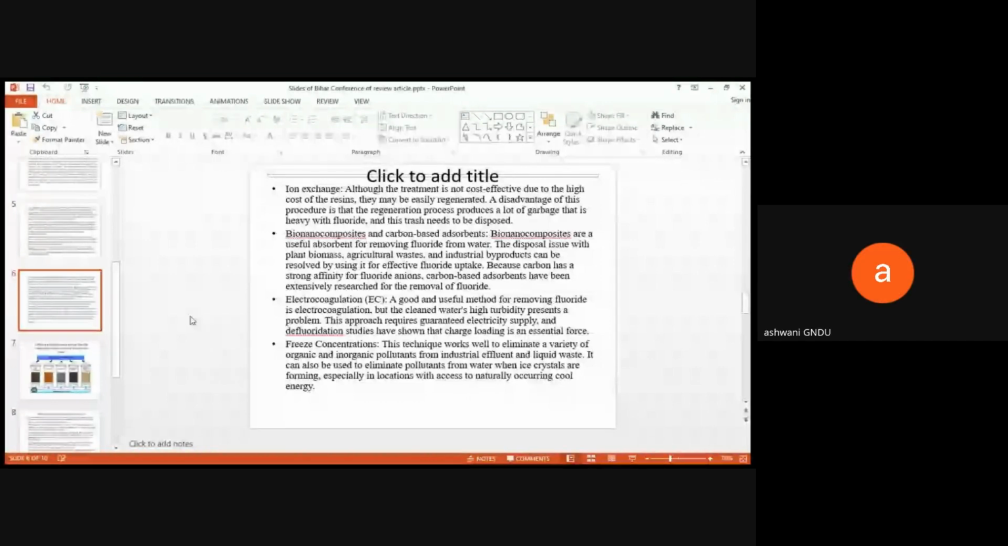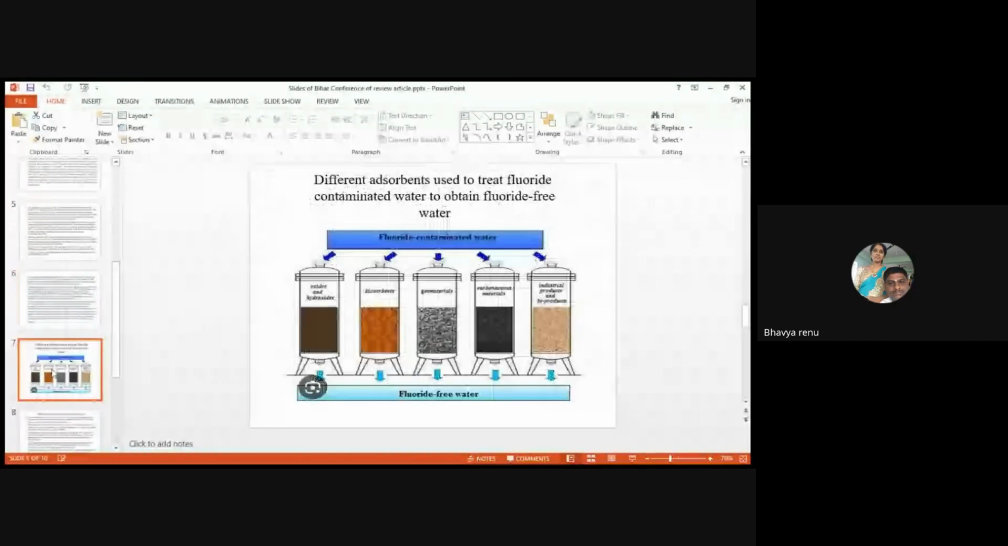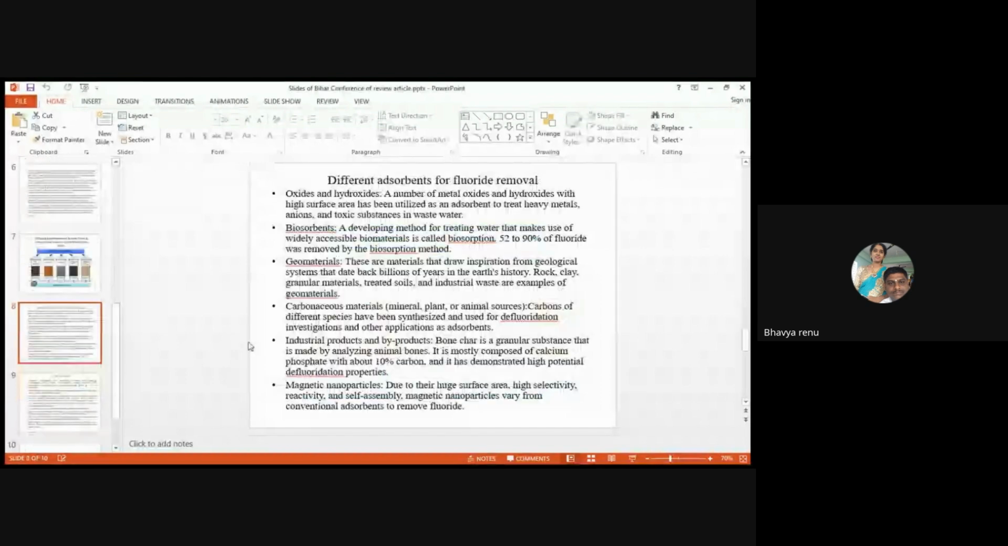Okay, sir. This is a graphical representation of the different adsorbents used to treat fluoride contamination. The different adsorbents for fluoride removal are oxides and hydroxides, biosorbents, geomaterials, carbonaceous materials, industrial products and byproducts, and magnetic nanoparticles.